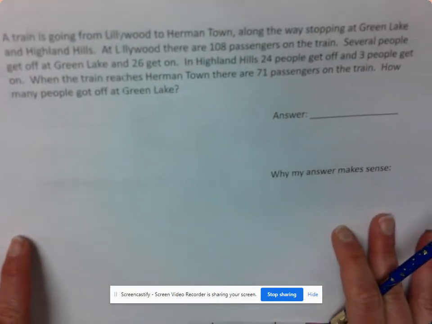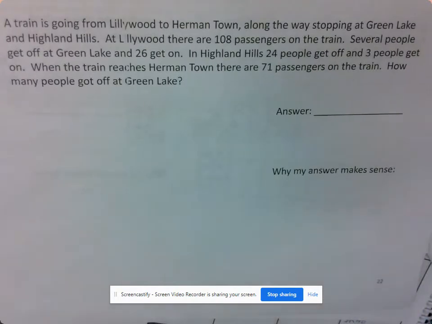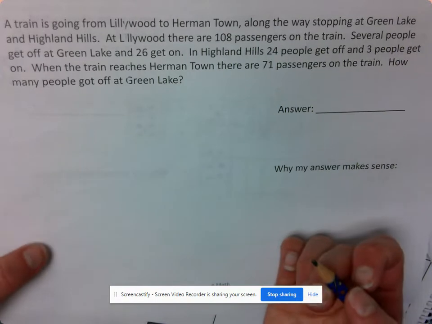A train is going from Lilywood to Hermantown, along the way stopping at Green Lake and Highland Hills. At Lilywood, there are 108 passengers on the train. Several people get off at Green Lake and 26 get on. In Highland Hills, 24 people get off and 3 people get on. When the train reaches Hermantown, there are 71 passengers on the train. How many people got off at Green Lake?